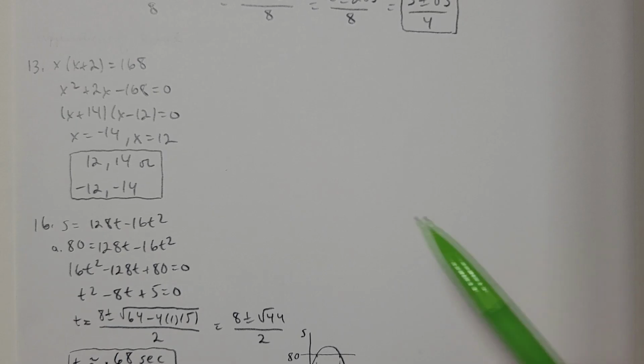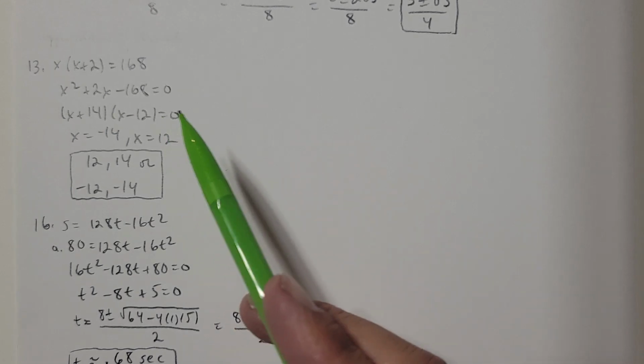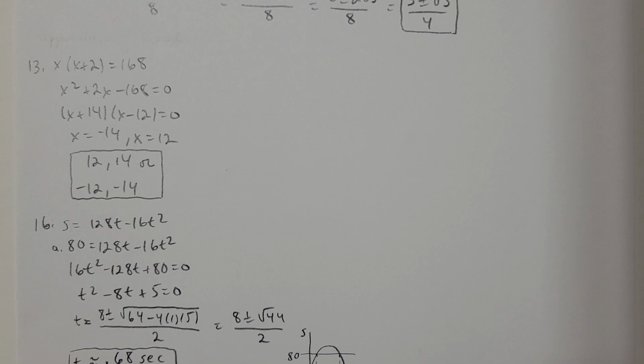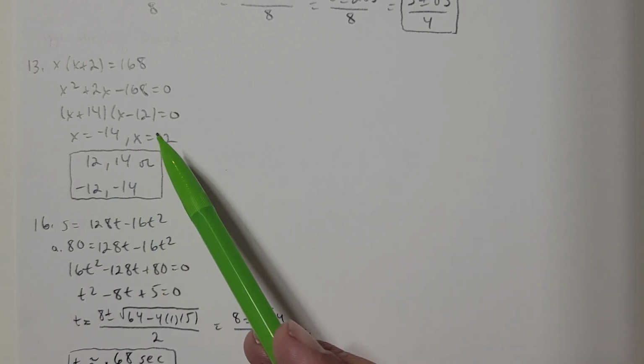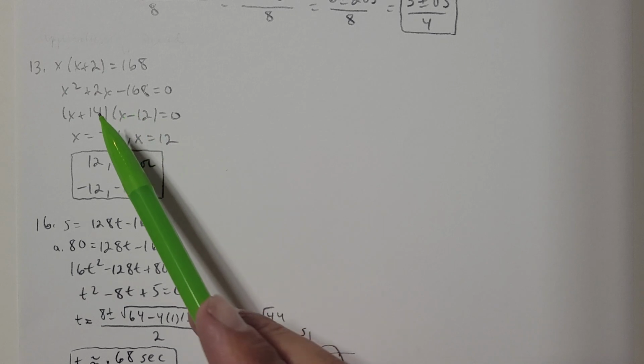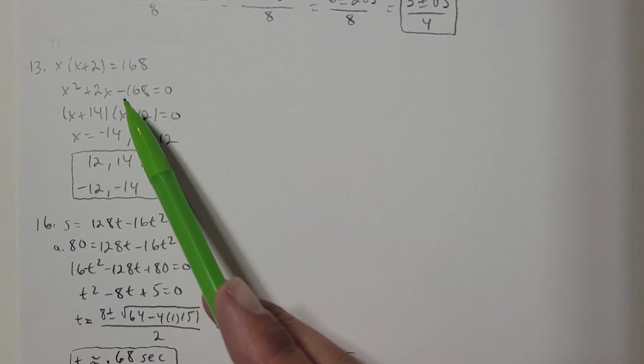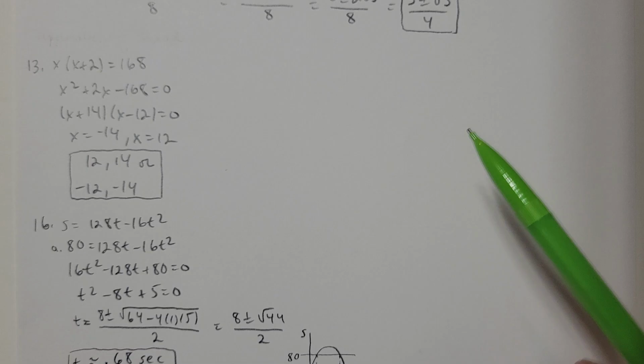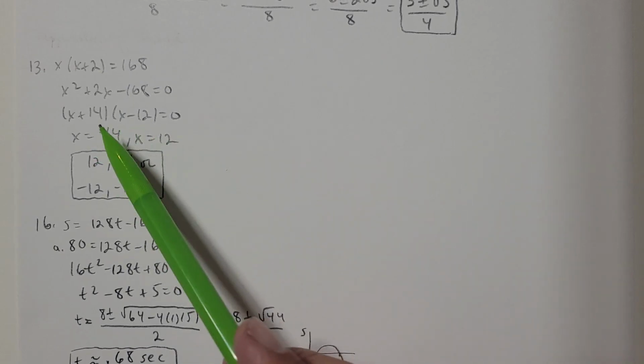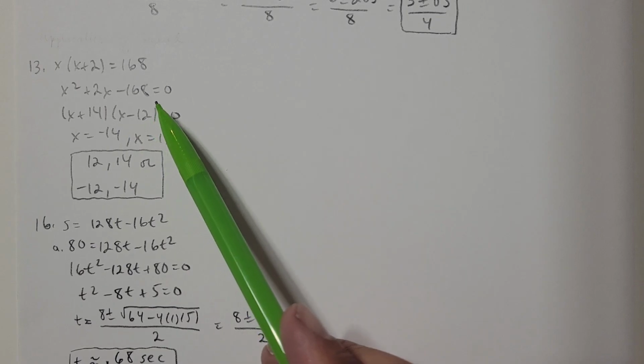If we distribute x, we get x squared plus 2x minus 168 equals 0. This quadratic equation will factor. Let's see, it's going to be x and x. The signs have to alternate, plus and minus, because there's a negative at the end. And 14 and 12, 14 times 12 is 168.